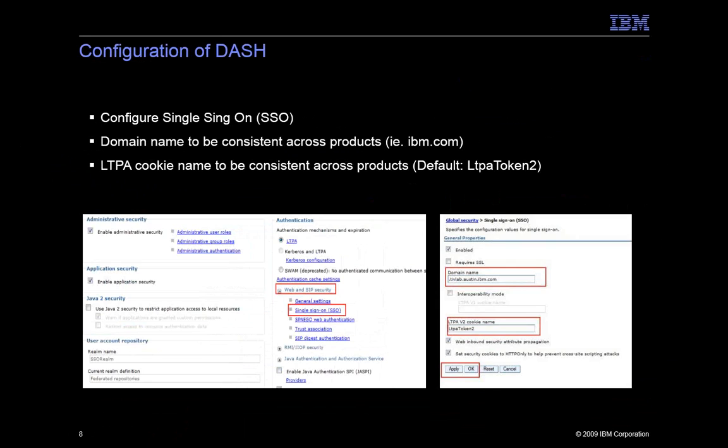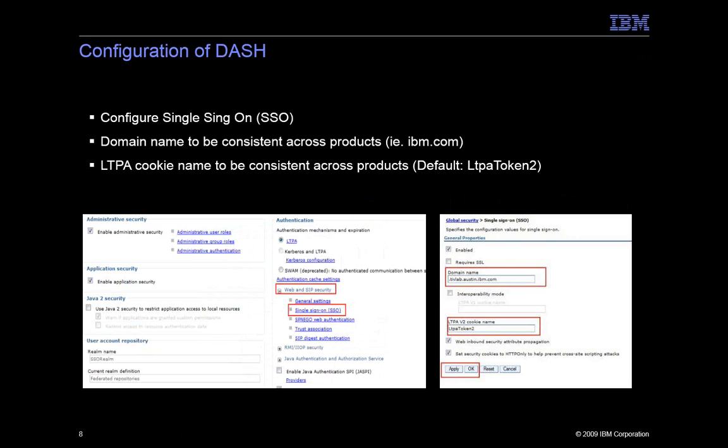Once you know that the two match, you move to the next panel. Then you need to configure single sign-on. You're still on the global, and then you're going to click on the web and ISP security. You're going to expand that. Then you're going to see a single sign-on SSO. You're going to click there.